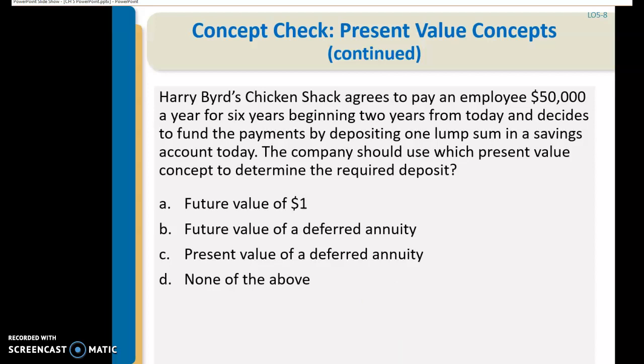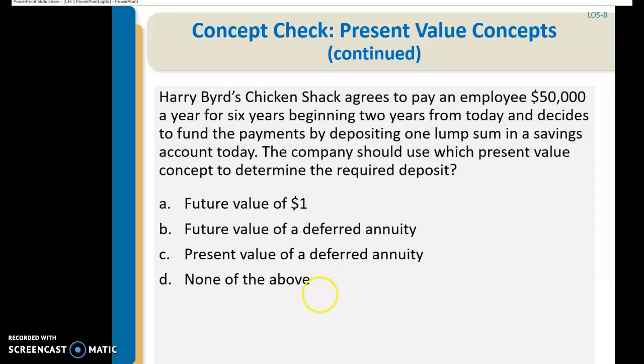Harry Bird's Chicken Shack agrees to pay an employee $50,000 a year for 6 years, beginning 2 years from today, and decides to fund the payments by depositing one lump sum in a savings account today. The company should use which present value concept to determine the required deposit? Is it the future value of 1? Is it the future value of a deferred annuity? Is it the present value of a deferred annuity? Or is it none of these?